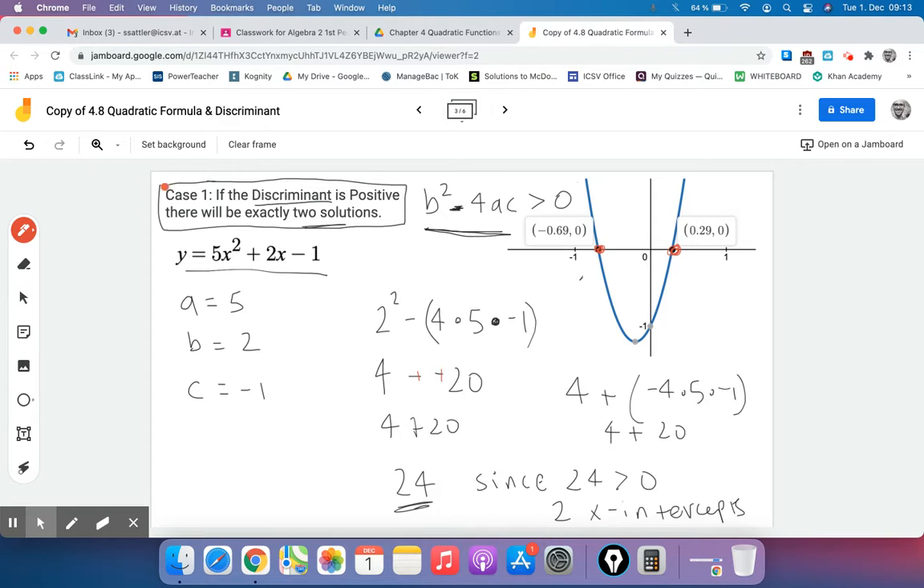Okay, so this case 1, if the discriminant is a positive number, any positive number, there will be exactly 2 solutions. Okay, if the number is not a perfect square, like 24, that's when we get decimals. But if the number is a perfect square, like 25, then that's when we get whole numbers, plus or minus. Okay. So again, if it's not a perfect square, that's when we get the decimals.